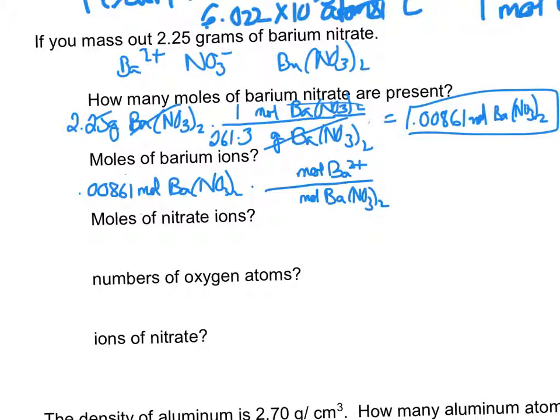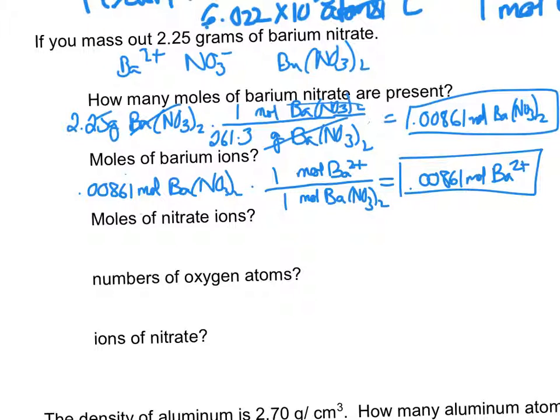Now, just a little tip here. Make sure you distinguish between ions versus atoms versus molecules. So if you just wrote moles of Ba, that would not be correct. So make sure that you write, if it's ions, then you show that it has a charge. Anyway, for every 1 mole of barium nitrate, there is 1 mole of barium, and so I get the same answer, 0.00861 moles of my barium ions.